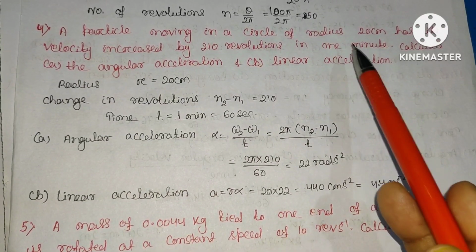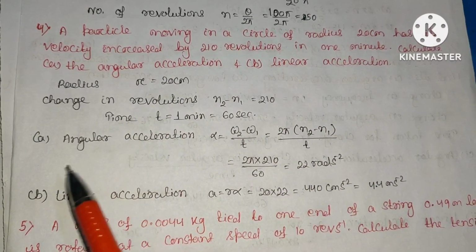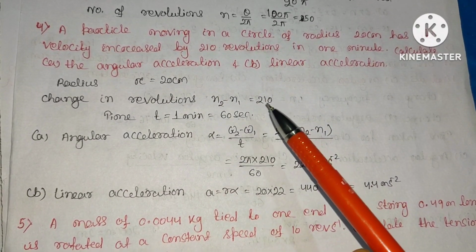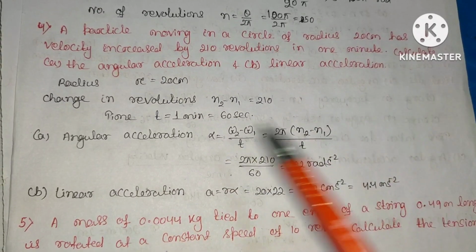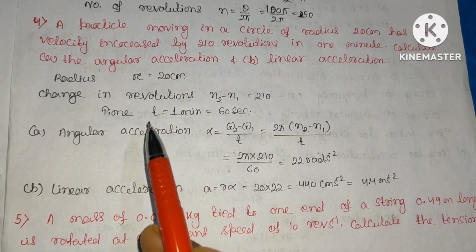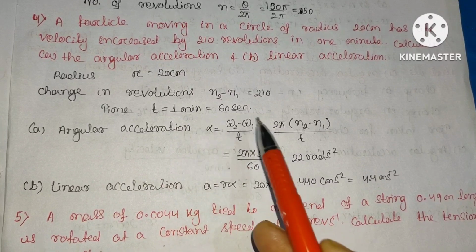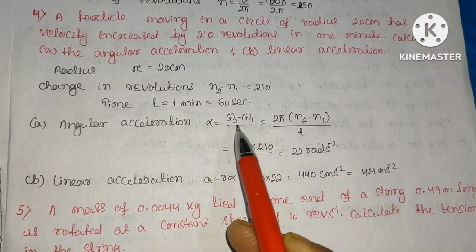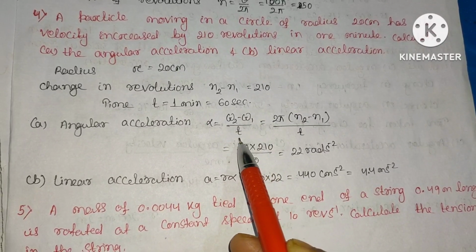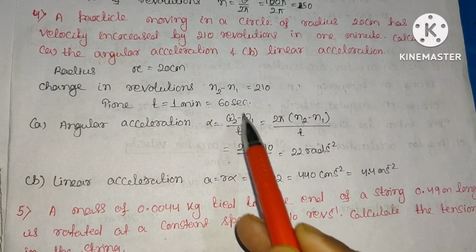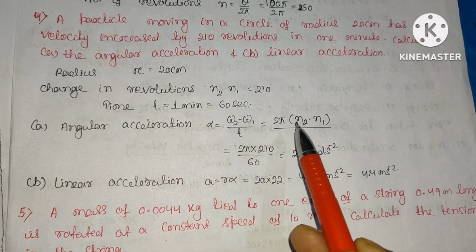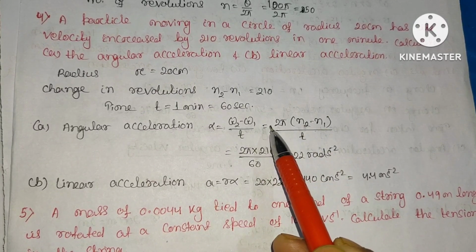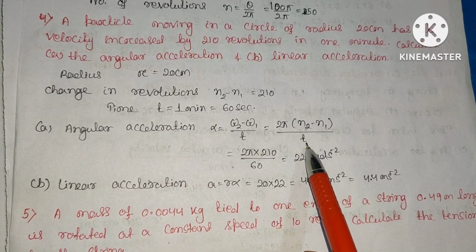Similarly, the radius is given as 20 cm. Change in revolution is given as 200 revolutions in 1 minute, so the time is given, that is t equal to 1 minute, 60 seconds. So the angular acceleration is omega 2 minus omega 1 divided by t, change in angular velocity by time. Omega 2 is 2 pi n2, omega 1 is 2 pi n1. So taking 2 pi common, n2 minus n1 divided by t.